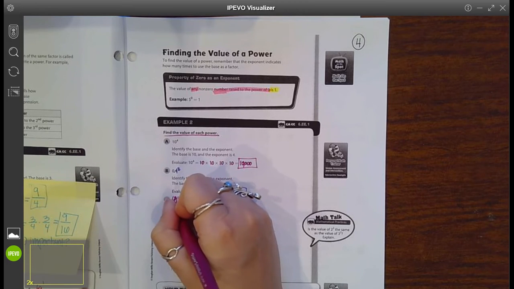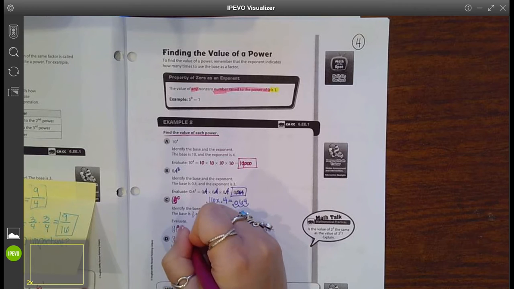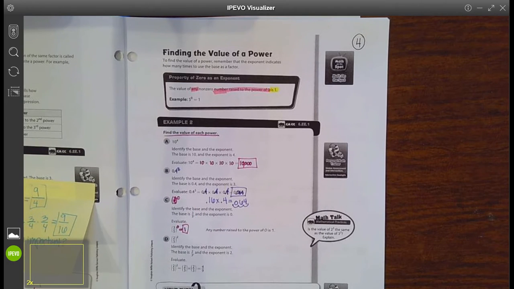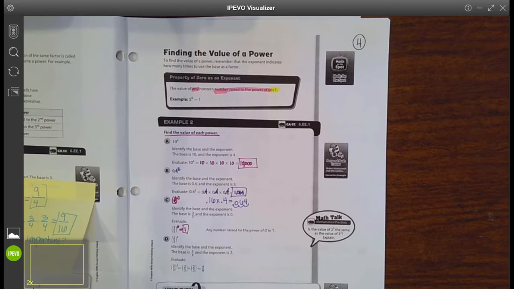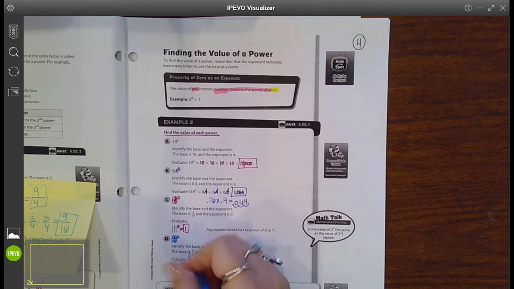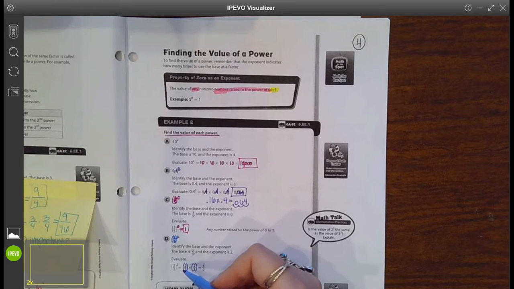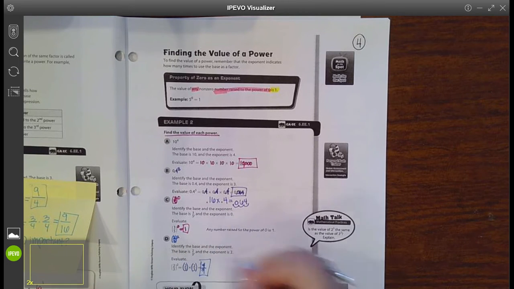Okay, what do you think the next one is? 3/5 to the 0 power. What is it? Remember, anything to the 0 power is 1. Okay, and then lastly, for our last example, it says 2/3 to the 2nd power. So that's 2/3 times itself. So 2 times 2 is 4 on top, and 3 times 3 is 9 on the bottom. So 2/3 squared is 4/9.